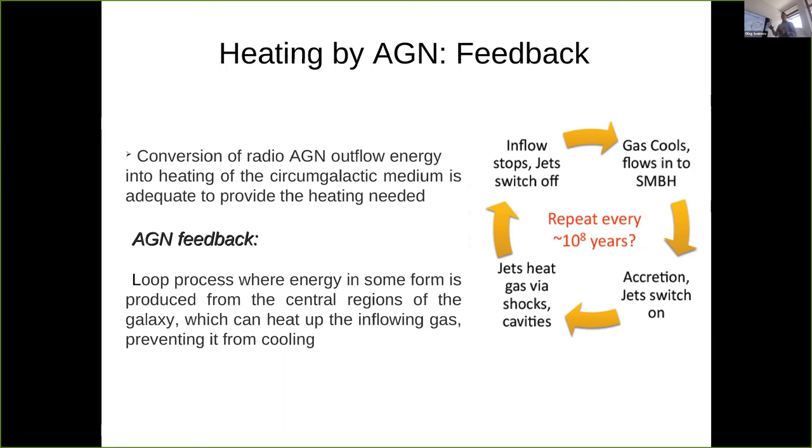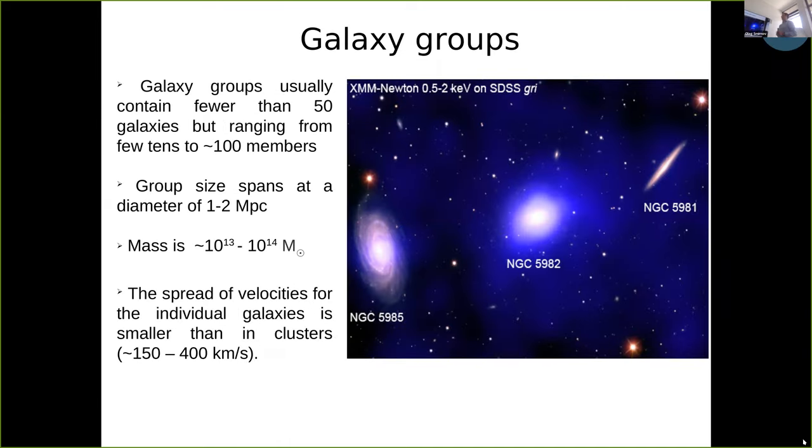So by AGN feedback, we mean the loop process where energy in some form is produced from the central regions of the galaxy and can heat up the inflowing gas, preventing it from cooling. And moving on now to galaxy groups.